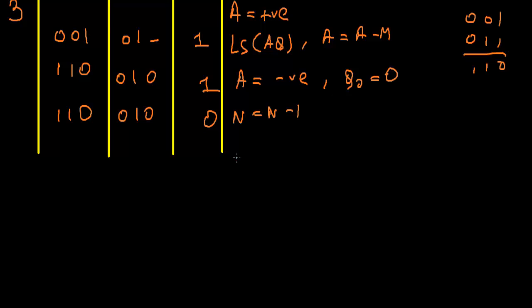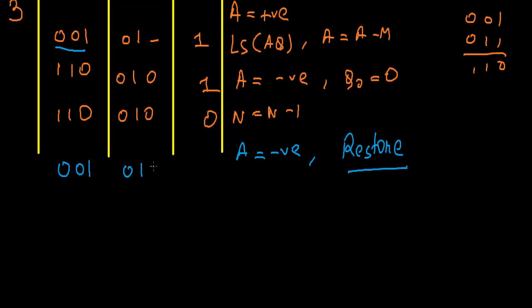Since N is 0, now again we have to check the sign of A. The sign of A is negative. So you can see the flowchart, you just need to restore it. So restoring, we have to restore this value. So 0 0 1, and this will be 0 1 0, and this N will be 0. This is our A, this is our Q.